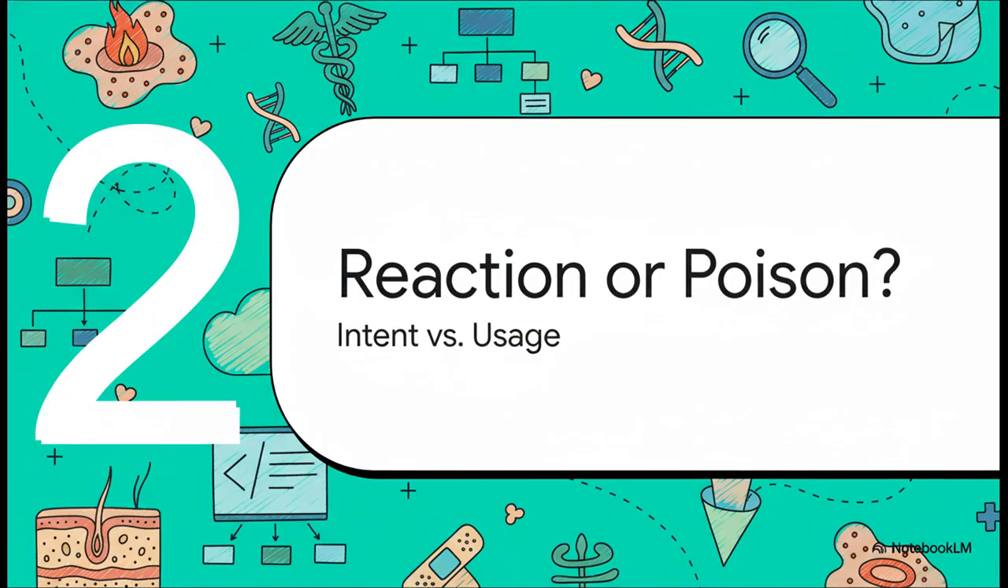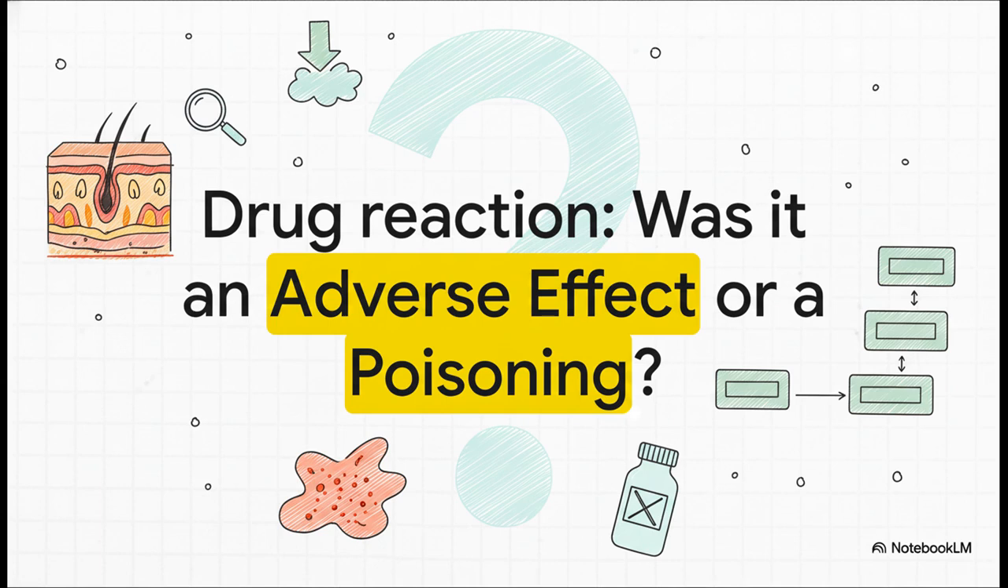Okay, so let's put this into practice with our first major case file. We're going to look at dermatitis, where a really critical distinction all comes down to one single question. So here's the puzzle. A patient comes in with dermatitis after taking some kind of medication. The coder's first question has to be, was this an adverse effect or was it a poisoning? You might think, what's the difference? Well, in the world of coding, the answer changes everything.